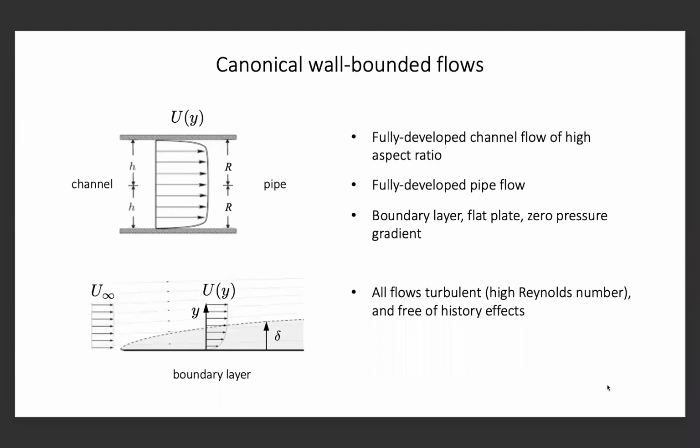I'm going to be talking about canonical wall-bounded flows, and what I mean by that is there are three versions of that. There's a fully developed channel flow at high aspect ratio, a characteristic dimension half height h, a fully developed pipe flow with a characteristic dimension the radius, and boundary layers on flat plate zero pressure gradient flows with a characteristic dimension delta. And all these flows, I'm assuming they're fully turbulent, high Reynolds number, and free of history effects.